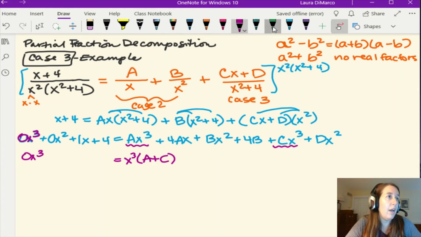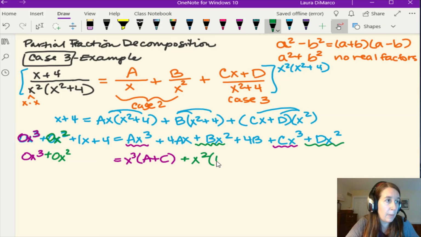Okay, now let's use green and do 0x squared, so plus 0x squared. And so over here, let's see if I have any x squared terms. I do. Here's one, x squared, and here's one, x squared. So that's plus x squared times b plus d.